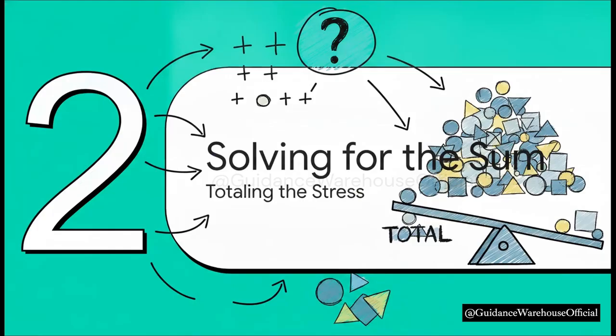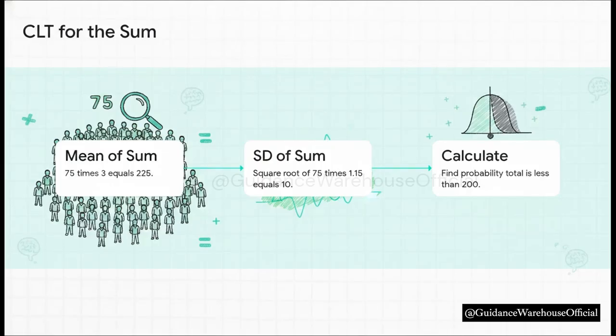Now that we've got a handle on means, let's move to example 2. Solving for the sum. We're totaling the stress. When you're calculating for a total, your parameters change a bit. Step 1, to find the mean of the sum, we just multiply our sample size of 75 by the population mean of 3. That gives us 225.